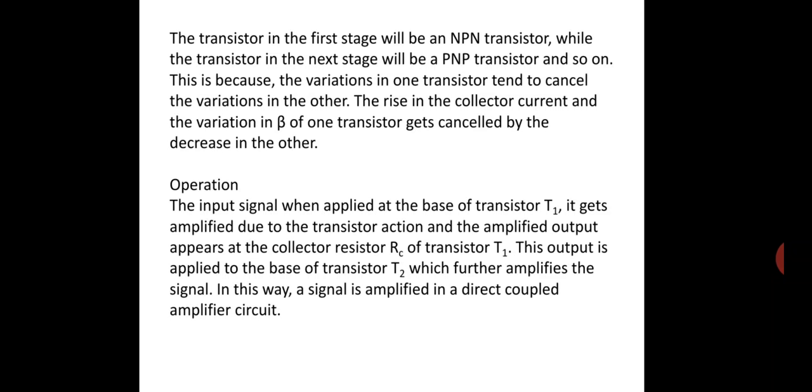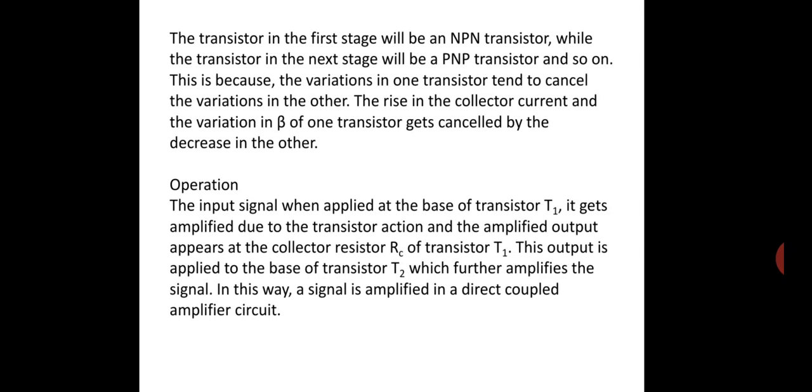This is because the variations in one transistor tend to cancel the variations in the other. The rise in the collector current and the variations in beta of one transistor get cancelled by the decrease in the other. Working of the direct coupled amplifier.